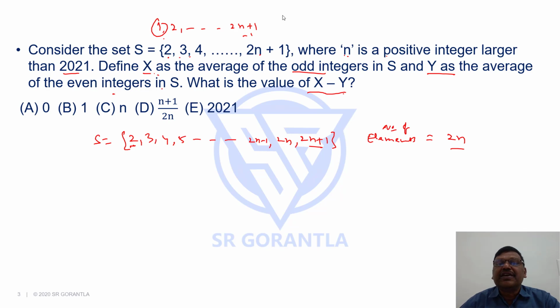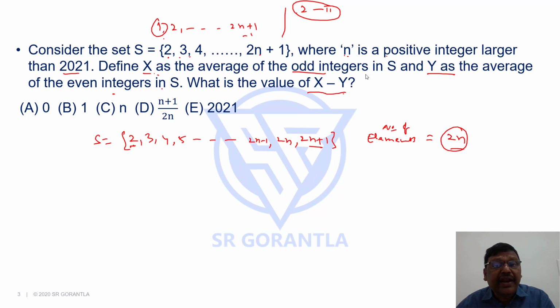Or let me give a small example. Suppose I take 2 to 11, how many elements are there? Do you say 11 elements or 10 elements? 10 elements, because 1 is not there. You are writing 2 to 11. Out of the first 11 numbers, 1 is missing. So there are 10 elements. So that's what I am saying.